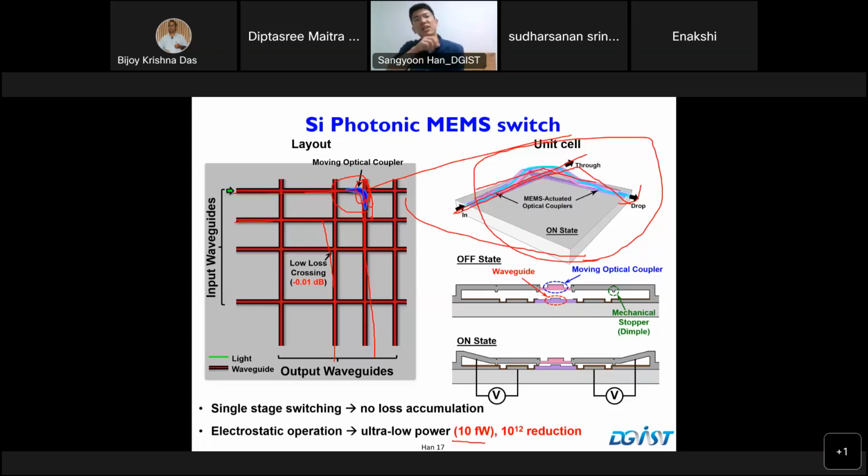This kind of low loss and low power consumption is the key to building a large-scale, ultra low loss, ultra low power programmable photonic circuit. I will show you that in the next half of this presentation.